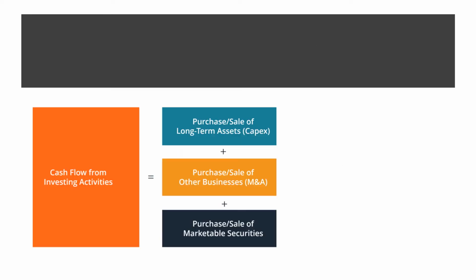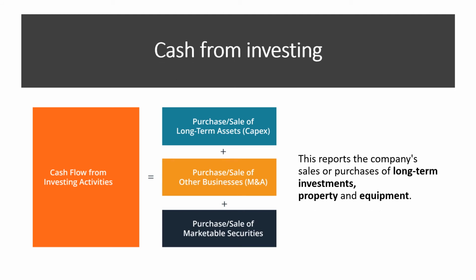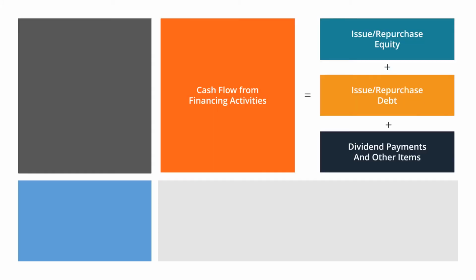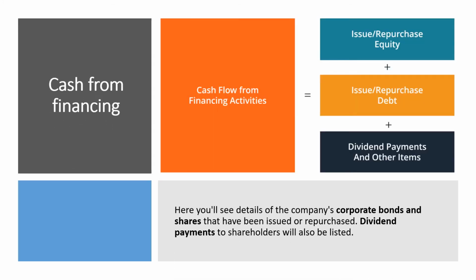Cash from investing. This reports the company's sales or purchases of long-term investments, property and equipment. Cash from financing. Here you'll see details of the company's corporate bonds and shares that have been issued or repurchased. Dividend payments to shareholders will also be listed.